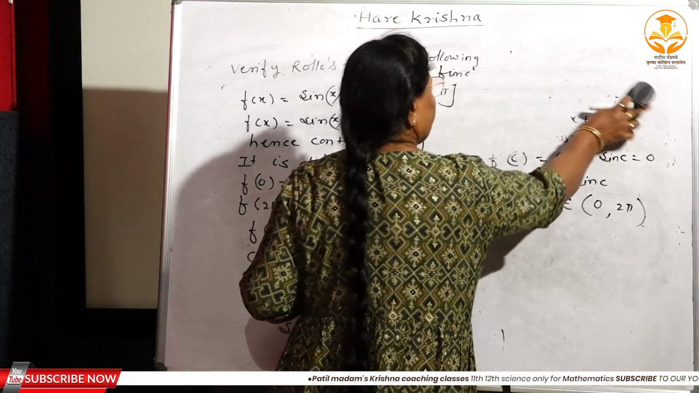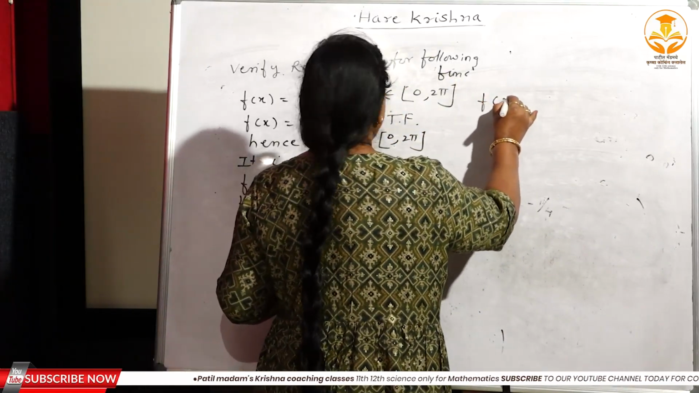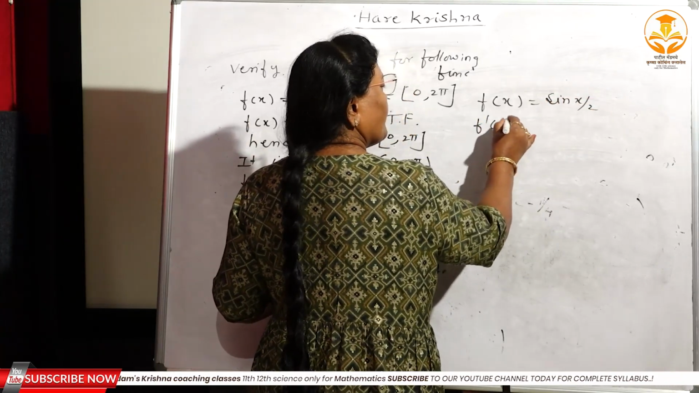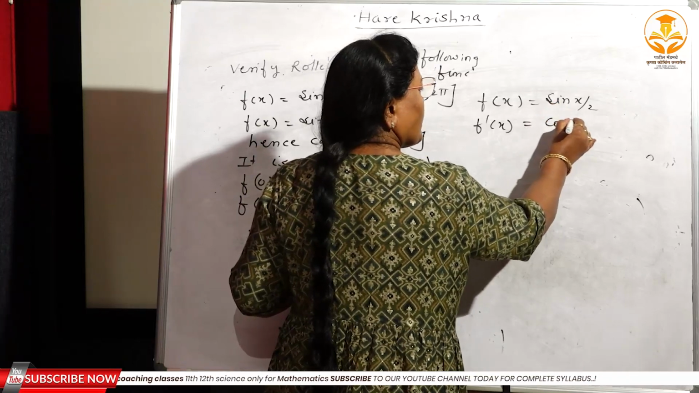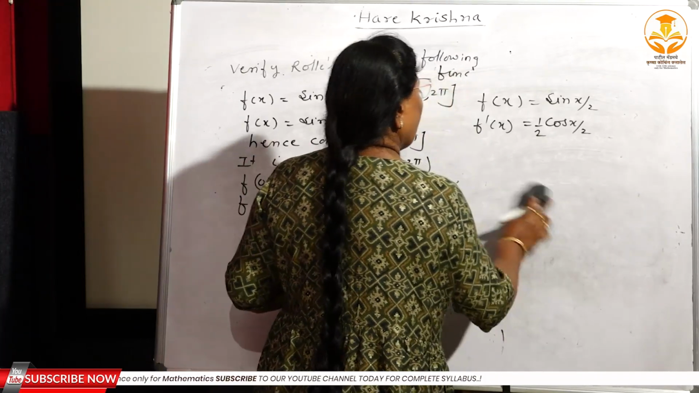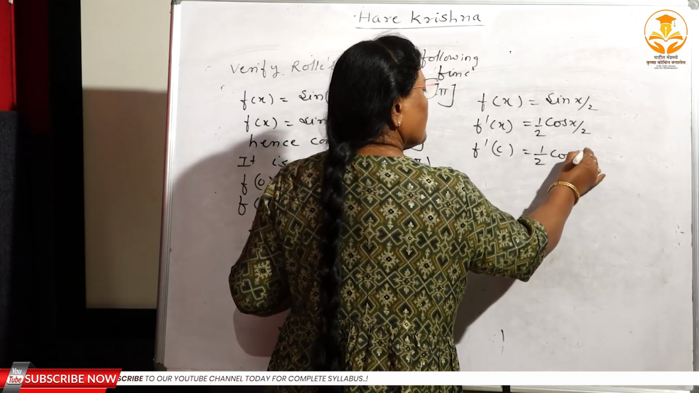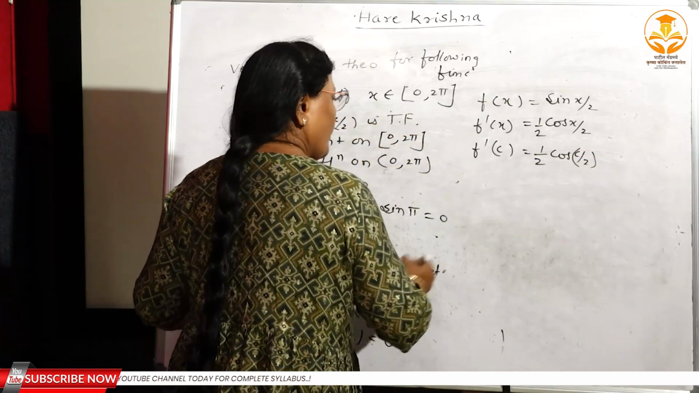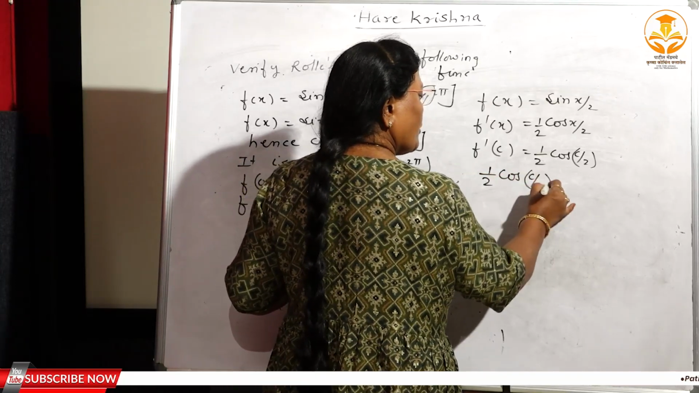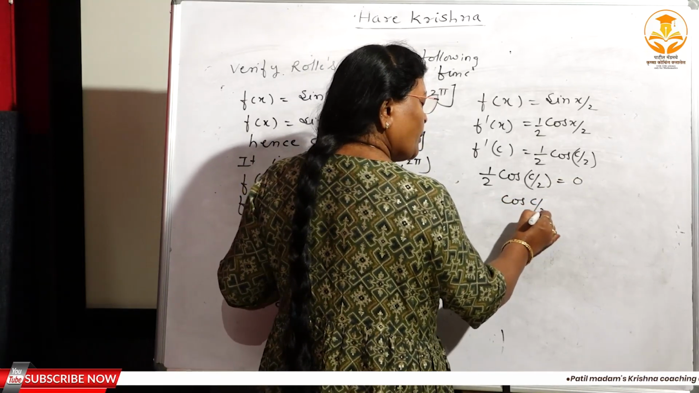Now again, what is given here? The function is f of x is equal to sin x by 2. Now how will you find f dash x? f dash x is equal to cos x by 2. The derivative of x by 2 is equal to 1 by 2, isn't it? Again f dash c is equal to 1 by 2 cos c by 2, isn't it? Now you know f dash c is equal to 0. 1 by 2 cos c by 2 is equal to 0.